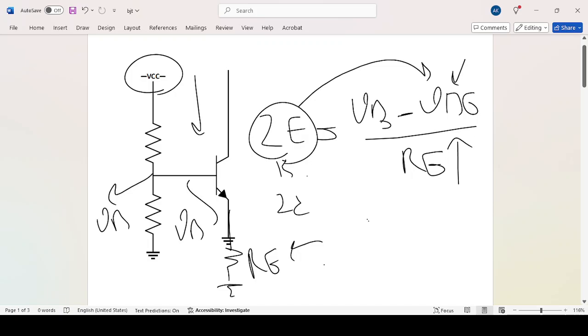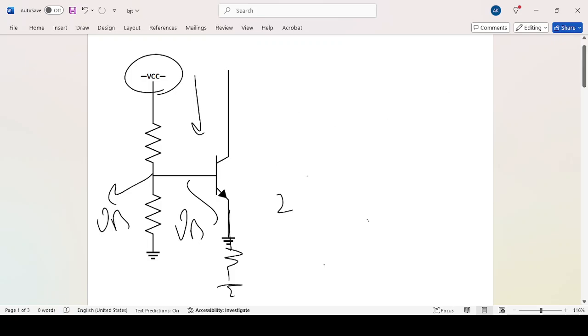As I mentioned, you should increase RE, and this limits your headroom. So we can use this as a current source, but with limitation. Also, there is another limitation.